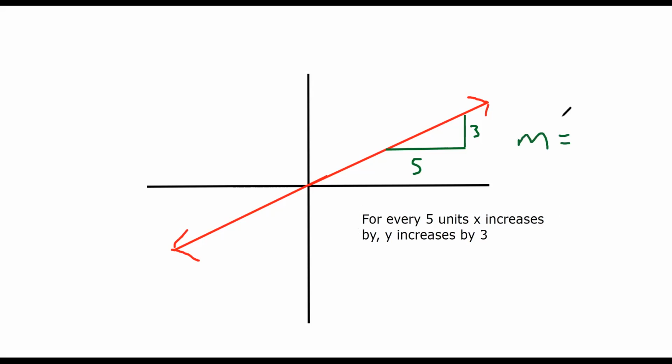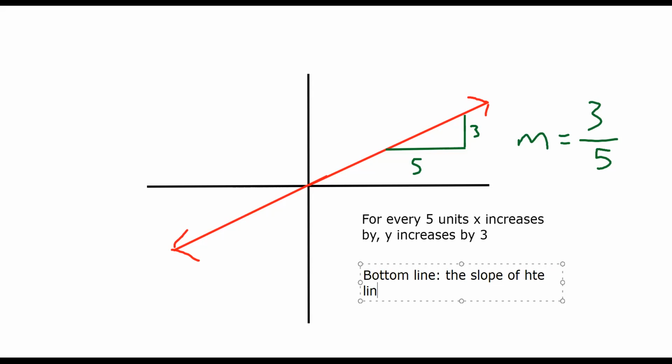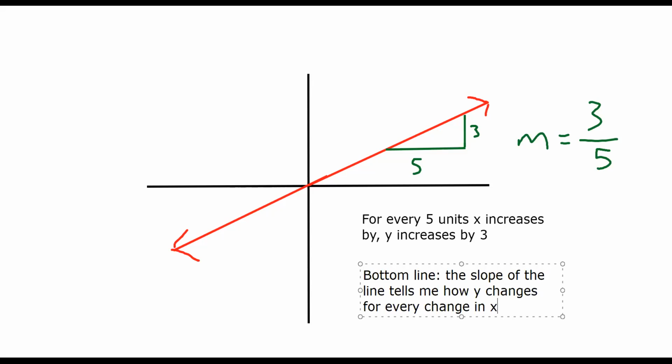Not 5 over 3, 3 over 5. Rise over run. So the slope is 3/5. And the slope is telling me exactly how much y changes for every change in x. So the bottom line, the slope of the line tells me how y changes for every change in x. It's the rate of change. That's the bottom line.